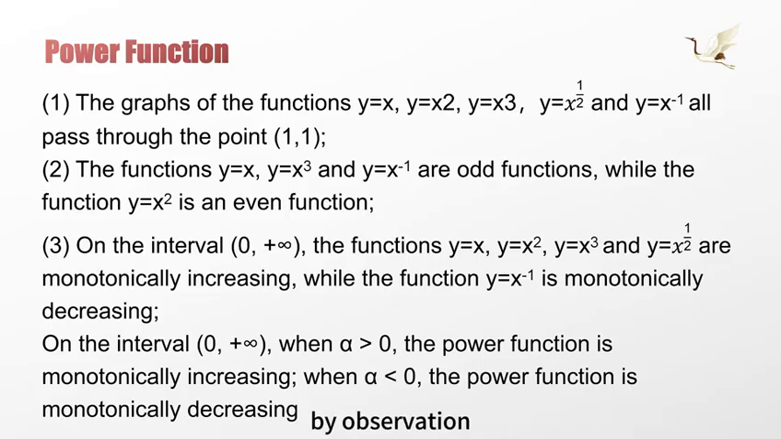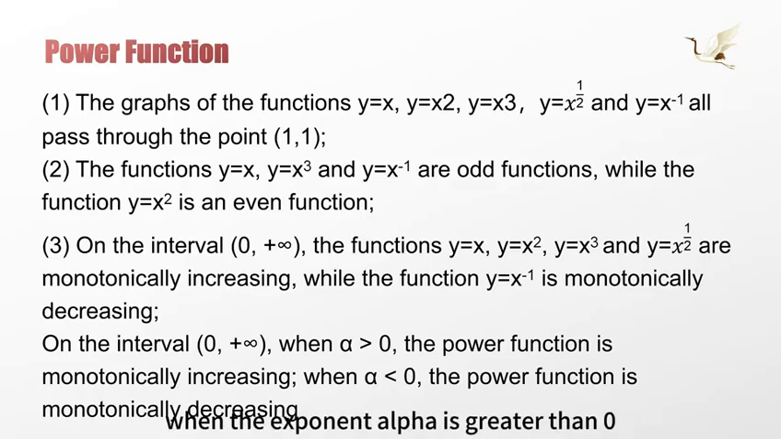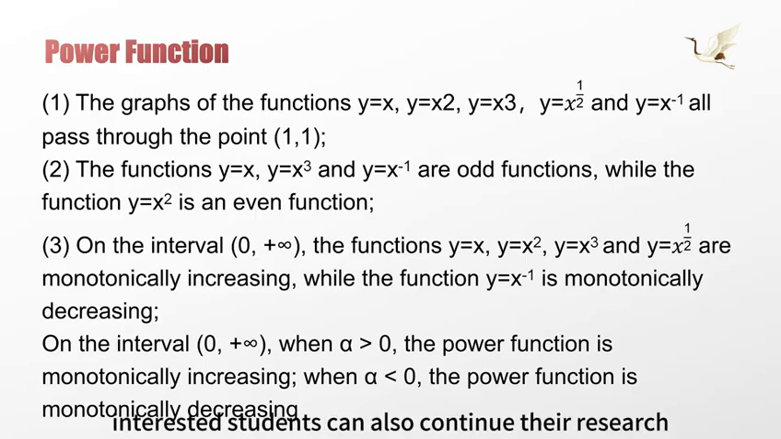By observation, it can be observed that on the open interval from 0 to positive infinity, when the exponent alpha is greater than 0, the corresponding power function monotonically increases. When alpha is less than 0, the corresponding power function monotonically decreases. Is this a coincidence or an inevitability? Interested students can also continue their research.